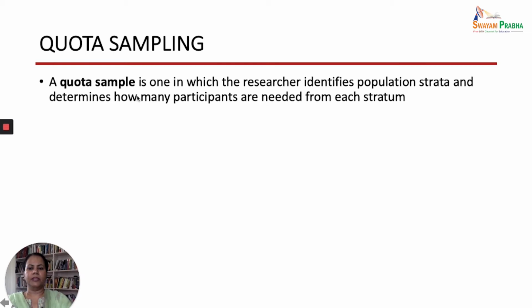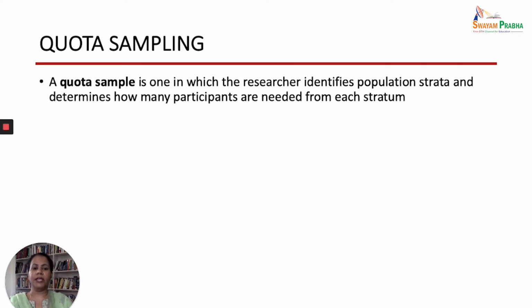Quota sample is one in which the researcher identifies population strata and determines how many participants are needed from each stratum. So I have already talked to you about strata. Strata means that we divide the population into different segments. Those segments might be based upon specific characteristics. For example, we may identify the strata based upon age groups, educational qualifications, or strata can be formed based upon gender.